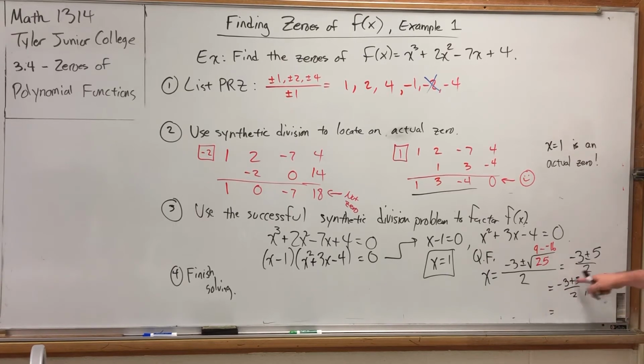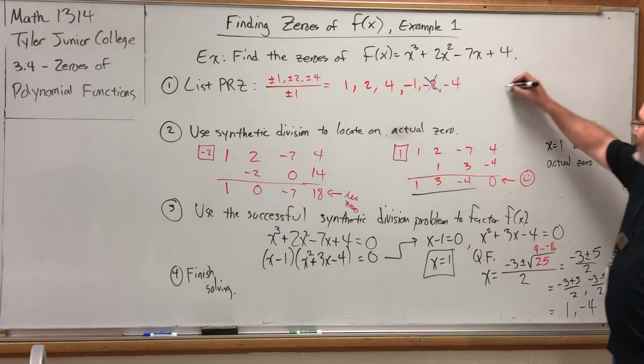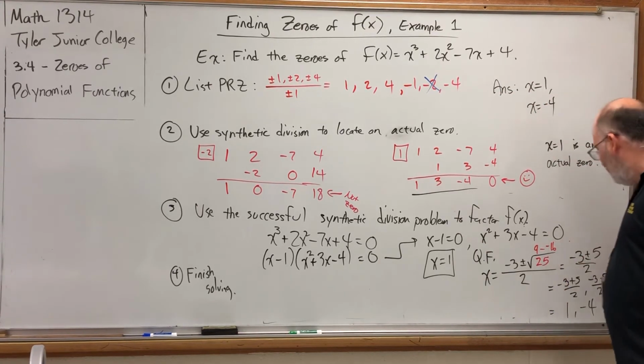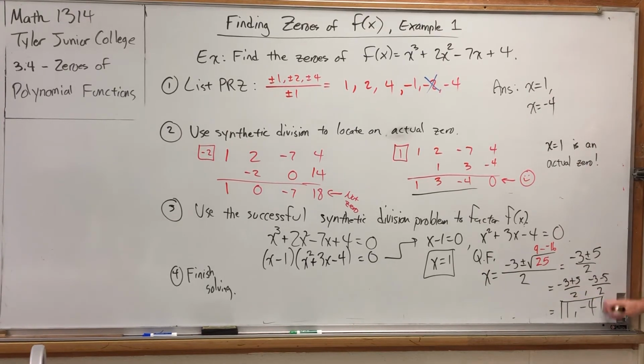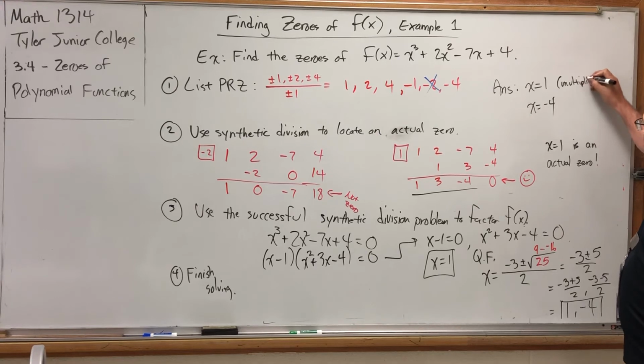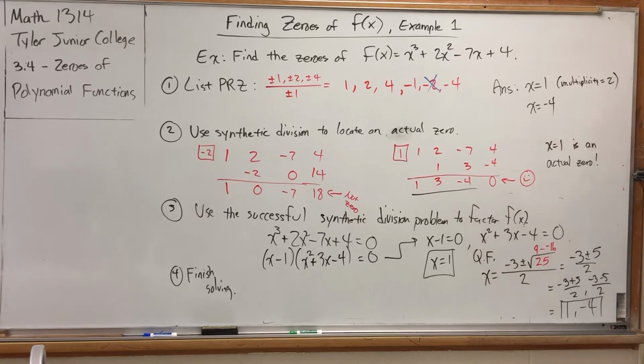And so negative 3 plus 5 is 2, divided by 2 is 1. Negative 3 minus 5 is negative 8. Negative 8 divided by 2 is negative 4. Can't believe I got something that factored. So what this means is that our final answer is x equals 1 and x equals negative 4. I did not plan for 1 to show up twice, but it can. It showed up once there and it showed up once here. You could say x equals 1 with multiplicity of 2, meaning that it showed up twice, once here and once there. But if you're just listing the zeros, you only have to list it once.